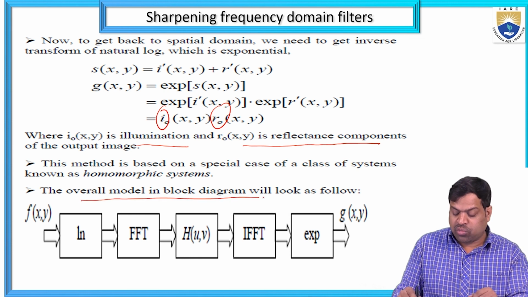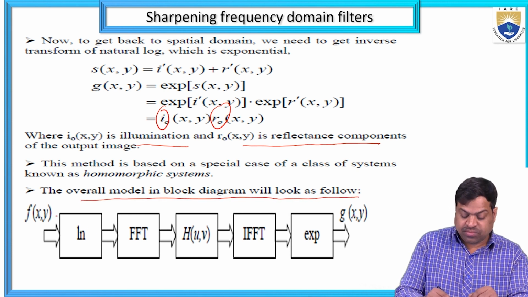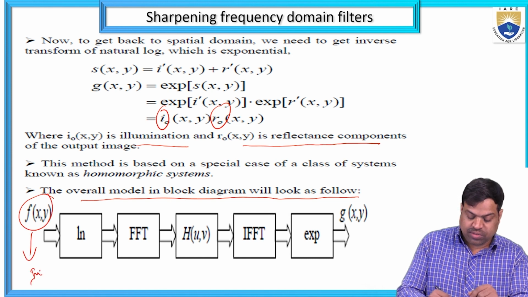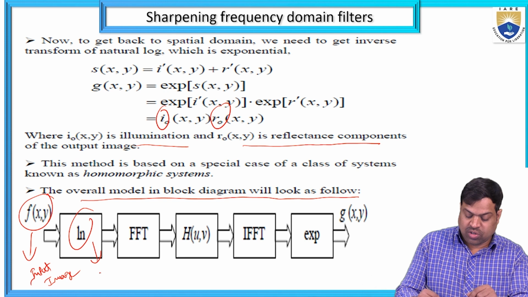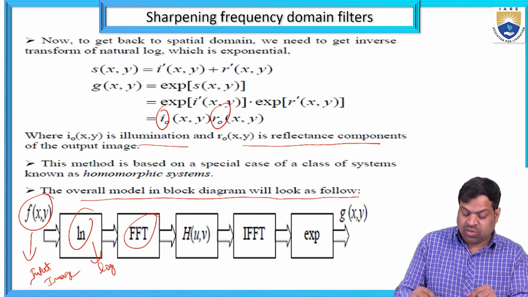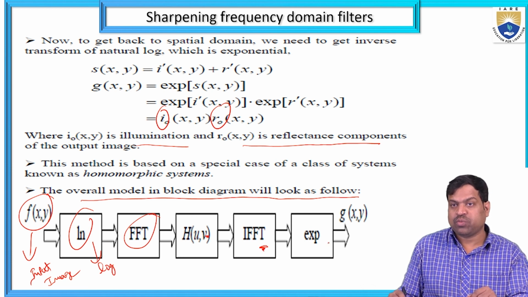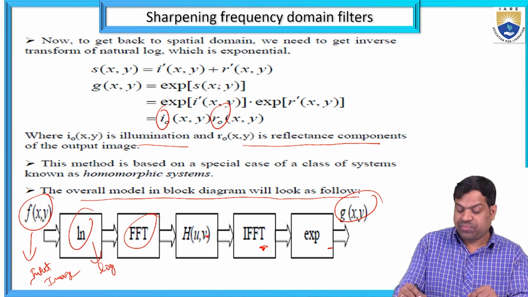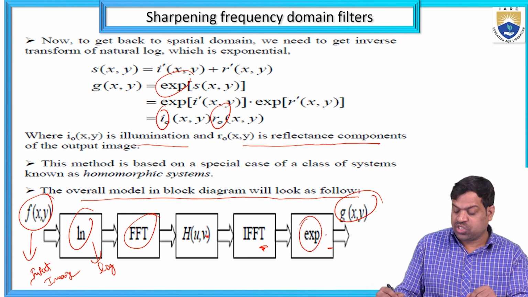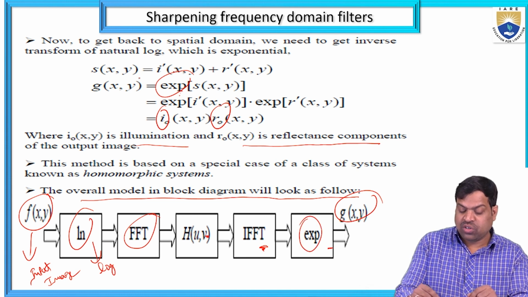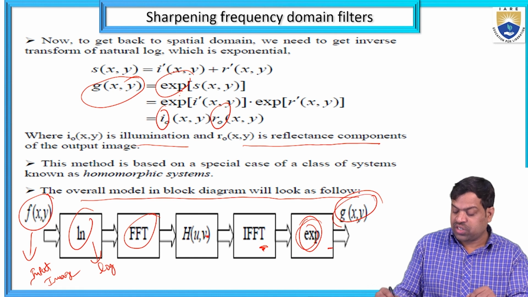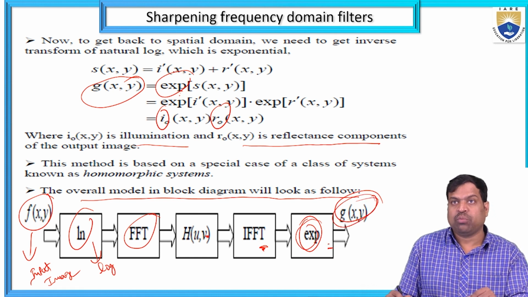So the overall model of the block diagram will look as: f of x comma y, the input image, logarithmic function, fast Fourier transform, capital H of x comma y, inverse fast Fourier transform, exponential function, g of x comma y, the output function. So you can see here we are applying the exponential function. Why are we taking the exponential function? It is for g of x comma y. Okay, it is the overall block diagram.